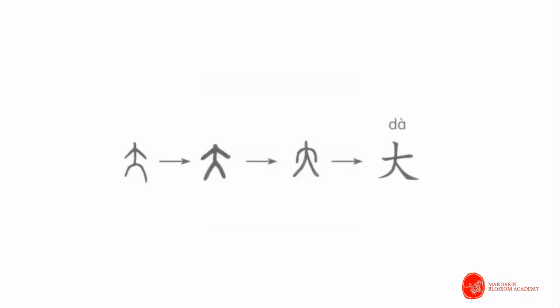The next one is 大. It means big. What do you think this looks like? Originally, it referred to a person in a standing position with his arms and legs stretching out. So sometimes when we see kids describe something that is really big, they always stretch their arms and tell you how big the thing is. So 大, it means big. Now you can trace it or write it down.